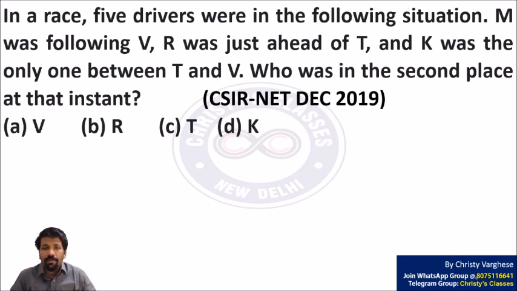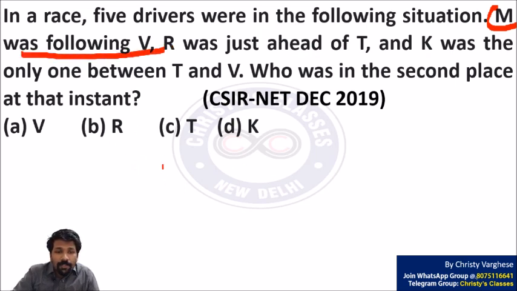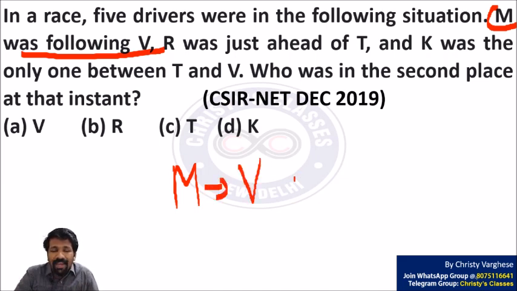So this is one question where, like in a race, the position of the people is given. We have to just order them and find the answer. A simple question. In a race, 5 drivers were in the following situation. M was following V. Here, the order in which you are reading the statements is also very important. M was following V means we can visualize it. Visualizing will be very important in these kinds of questions. M behind V, we can say. M behind V. R was just ahead of T.